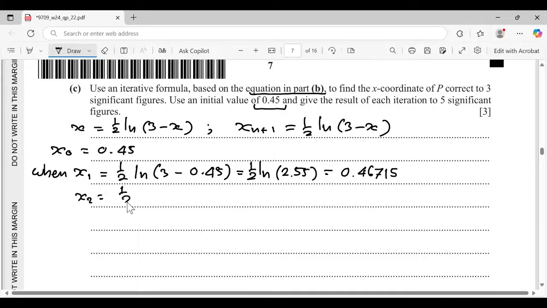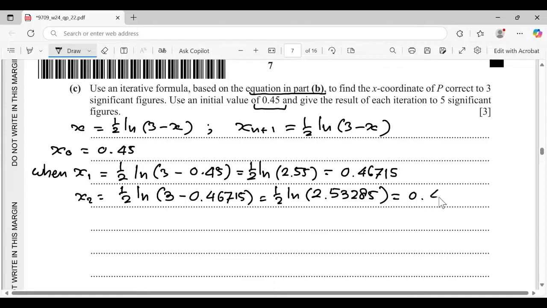Now x2, it means 1 plus 1, n equals 1. So it's going to be 1/2 ln(3 − 0.46715), which becomes 1/2 ln 2.53285. And the result is 0.46461.